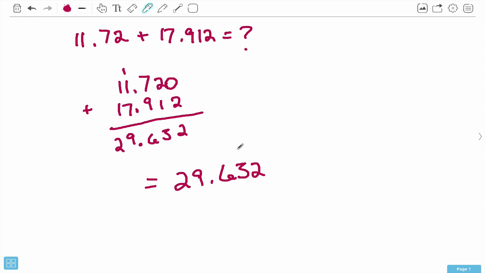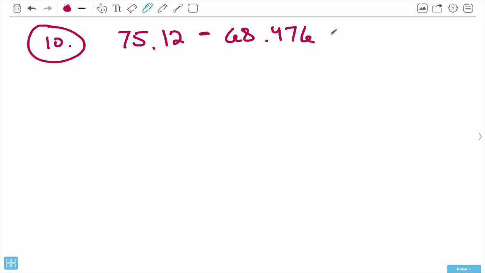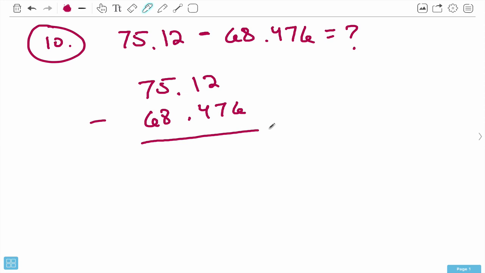Easy, right? Now let's try one with subtraction. So if we clear this, number 10 on your sheet is 75.12 minus 68.476 equals what? So same idea, 75.12 minus 68.476. Now remember, we need a number here so we can just put in a zero as a placeholder.